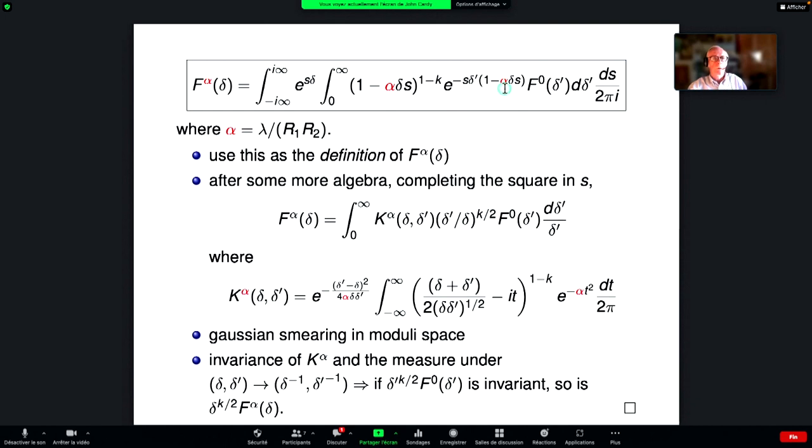And if you take alpha equals zero, you can easily see that we have basically a Laplace transform and an inverse Laplace transform. So this is how the deformation enters, and what you can easily show is that as long as F0 is bounded, then this is a convergent integral, it's analytic, and it has all kinds of nice properties. So we can basically use this as a mathematical definition of the deformed modular form.